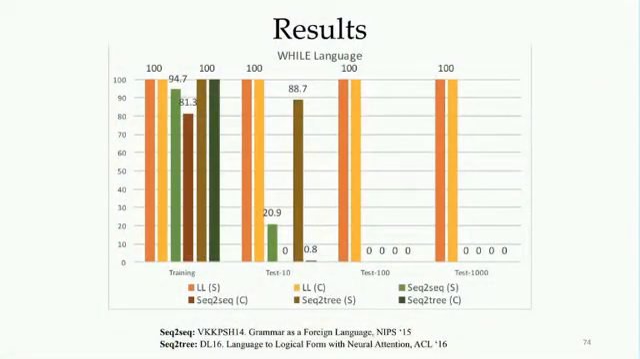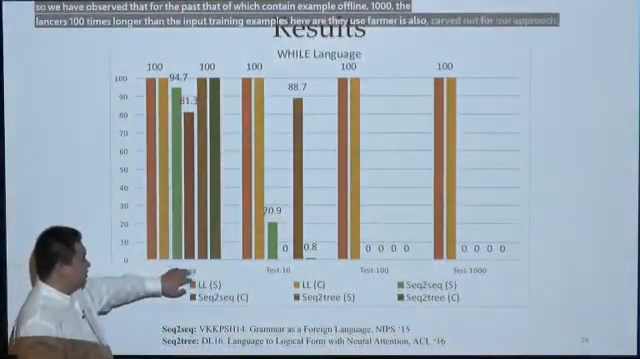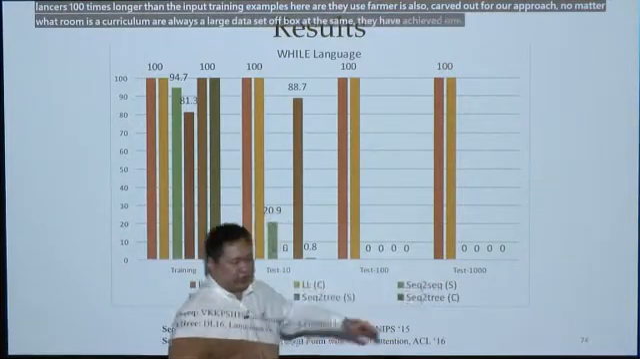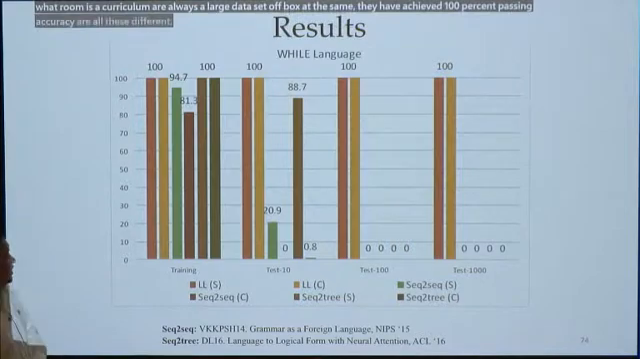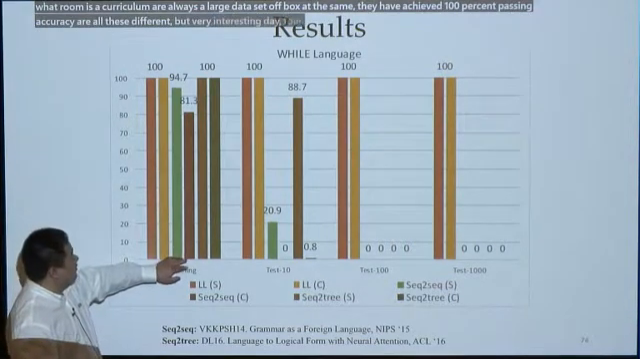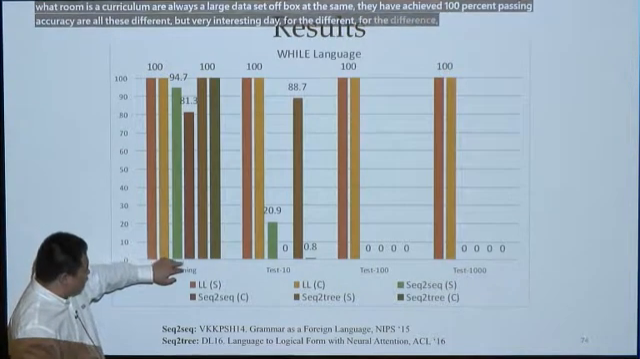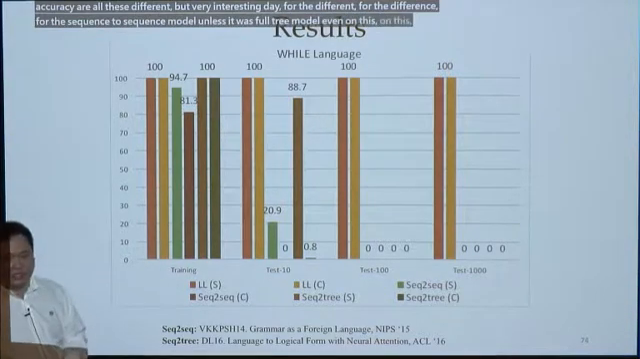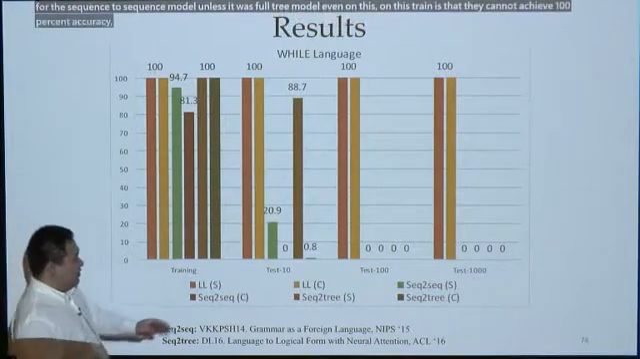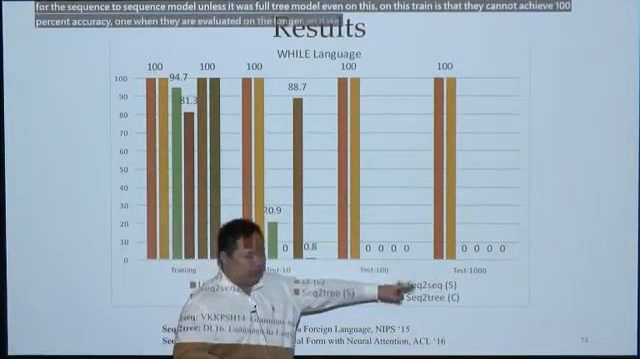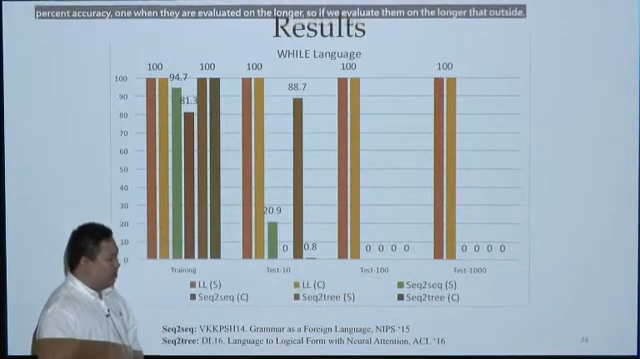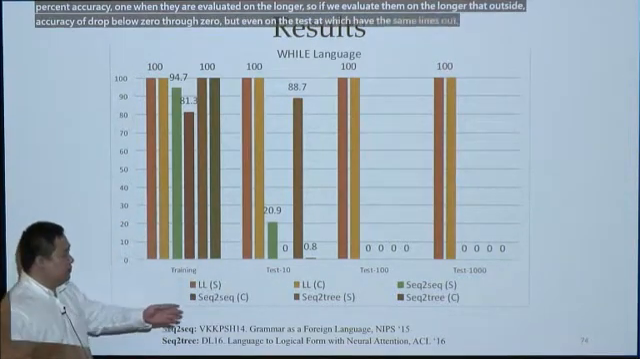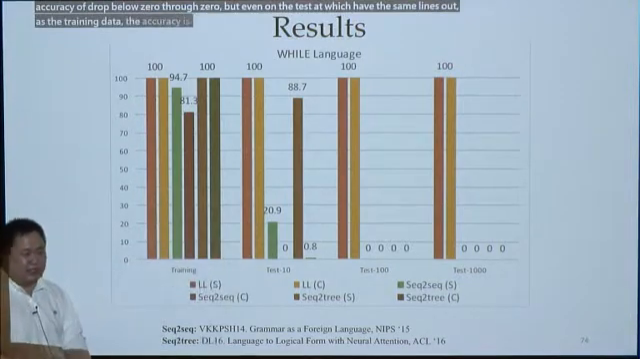Here are the experiment results. We can observe that for our approach, no matter whether we train with the curriculum or with the large data set, of course they are the same, it can achieve 100% testing accuracy on all these different data sets. But very interestingly, for the sequence-to-sequence model and the sequence-to-tree model, even on this standard training set, they cannot achieve 100% accuracy. When we evaluate them on the longer data sets, the accuracy drops to 0. But even on the test set with the same length as the training data, the accuracy is around 20%. So that is pretty low.